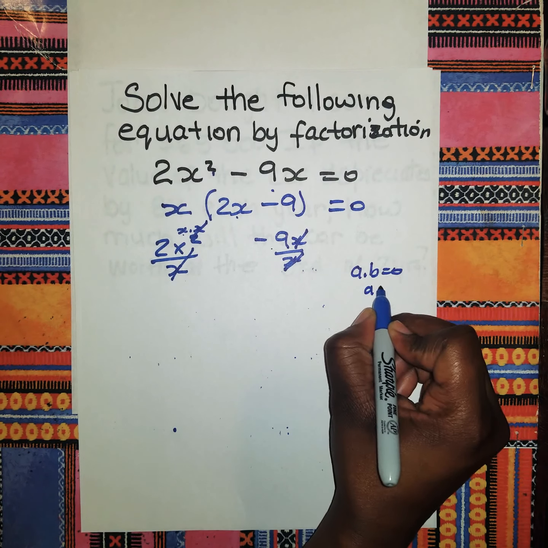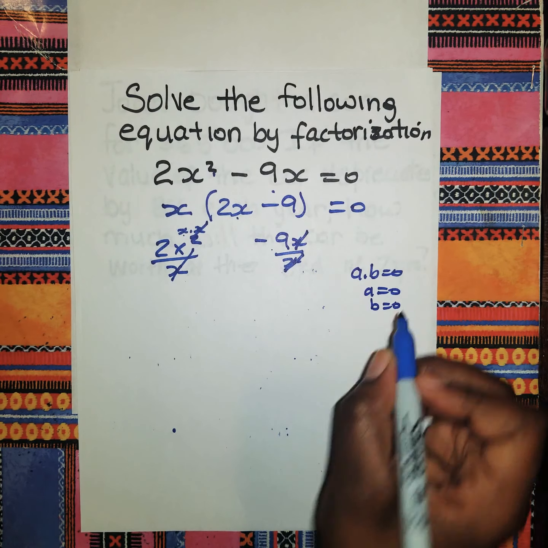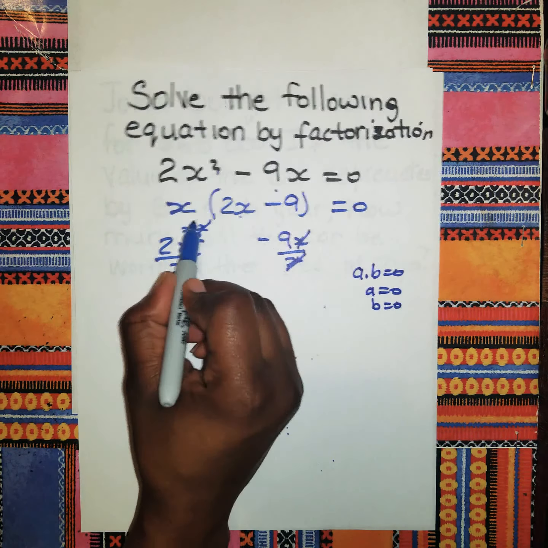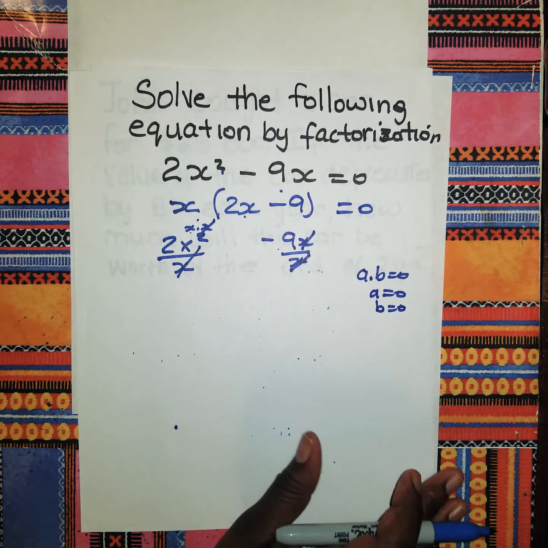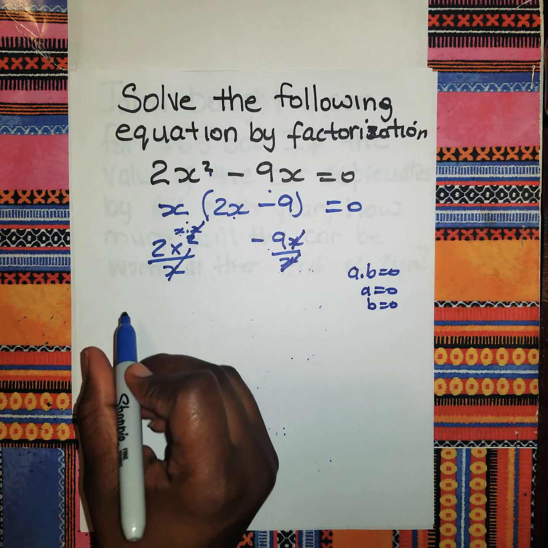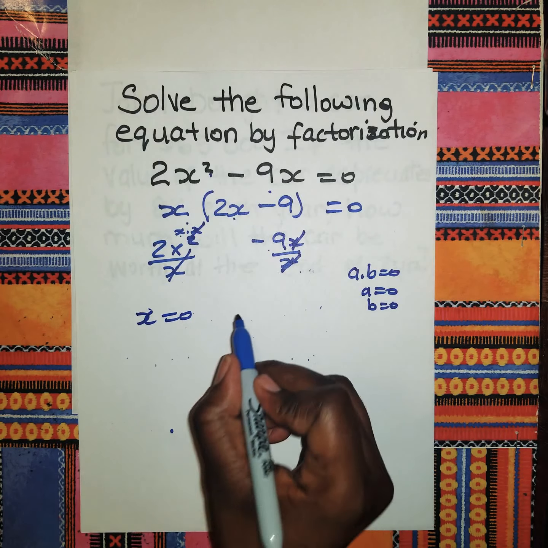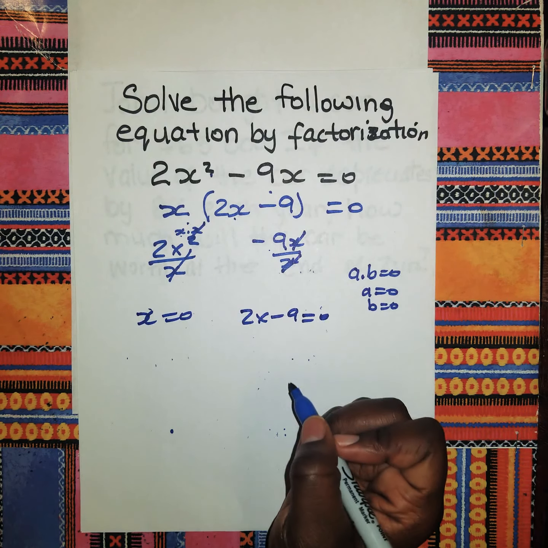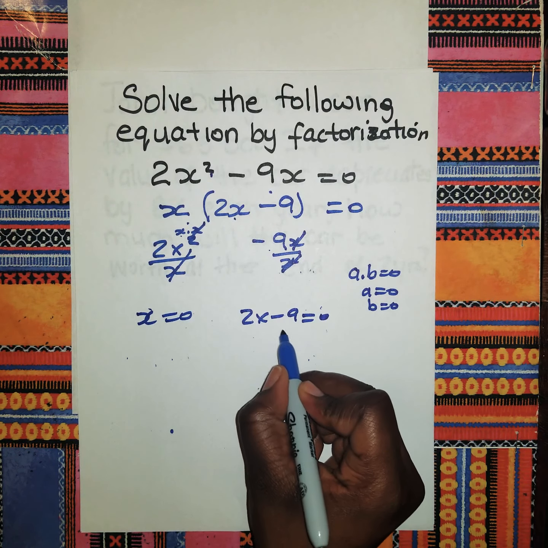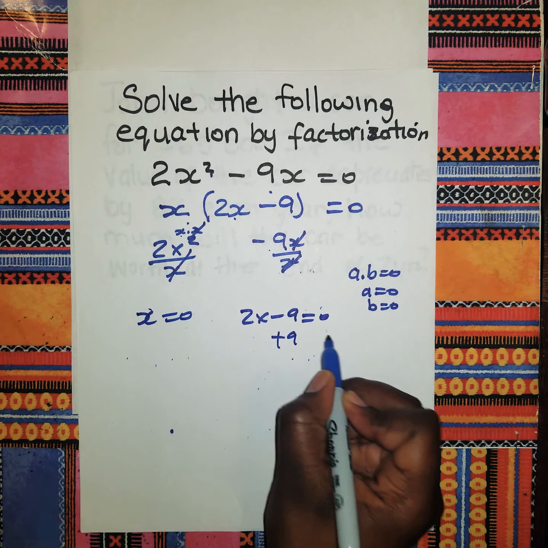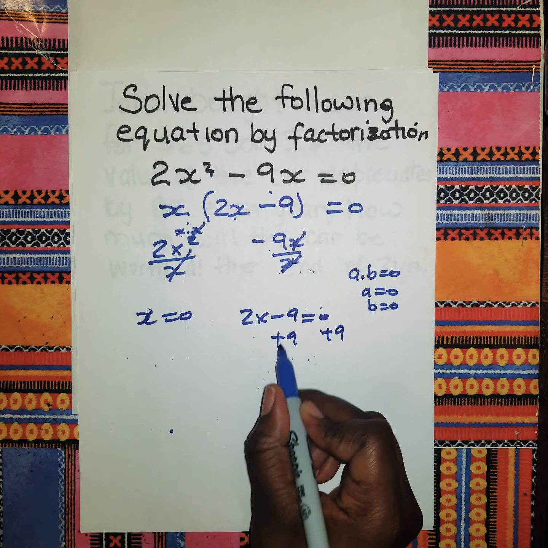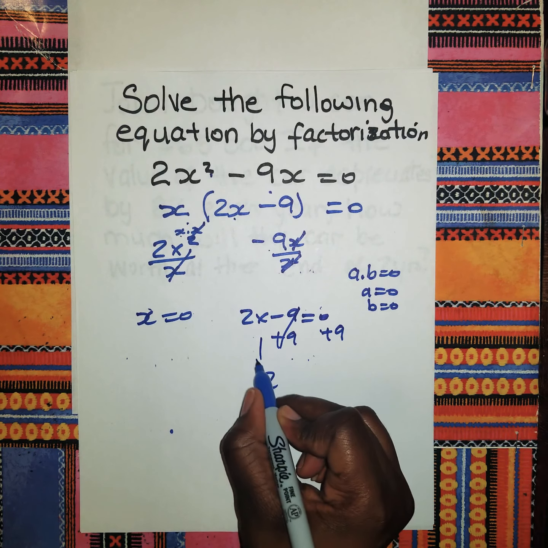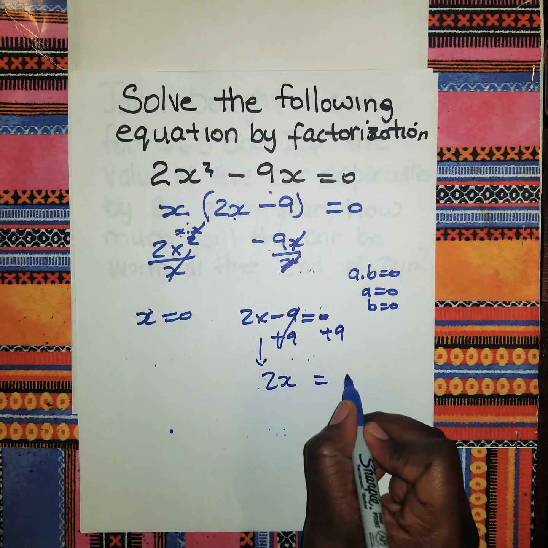Therefore, a is equal to 0 or b is equal to 0. From that, we're going to equate these two to 0. So x is equal to 0 and 2x minus 9 is also equal to 0. From here, we solve. It's a negative 9, so we add 9 to both sides. All right, so that cancels. So 2x, you bring it down, is equal to 9.